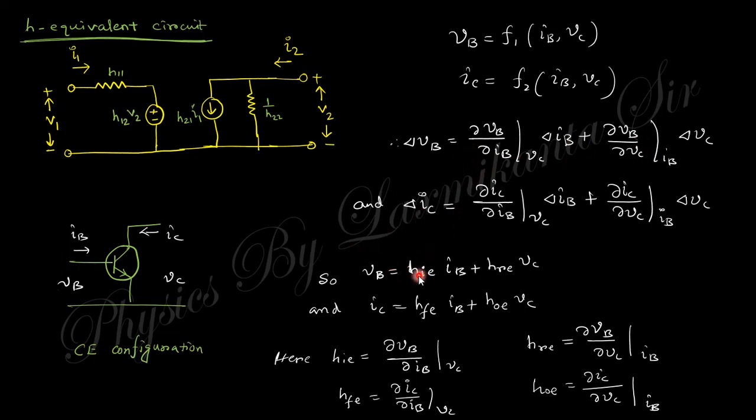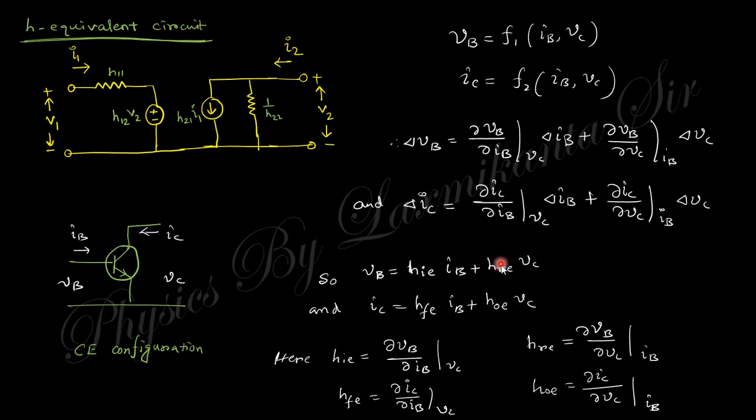So VB is nothing but HIE. Why is this HIE? Because this is the input impedance, and E is for the common emitter configuration. So this is HIE and this is HRE. This is the reverse voltage gain, because this is the input by output voltage.